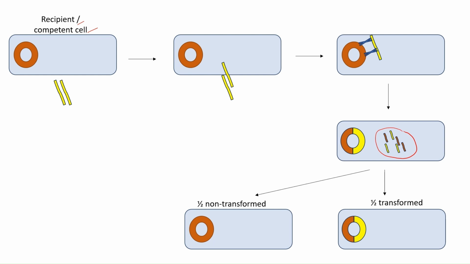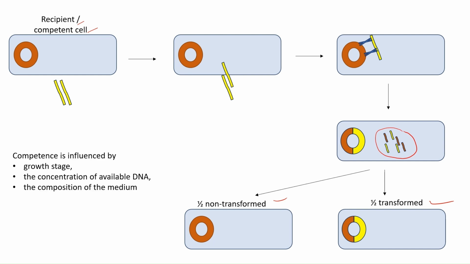So in transformation, we can see that half of the cells will be transformed and half will remain non-transformed, because it is not always necessary that whenever DNA is present, the cell will take it up, and secondly, after taking the DNA, it is not always necessary that recombination will happen and the external DNA will get integrated into the recipient DNA. So we will get 50-50: half transformed and half non-transformed. Now this competence is influenced by growth stage, concentration of available DNA, and the composition of the medium.